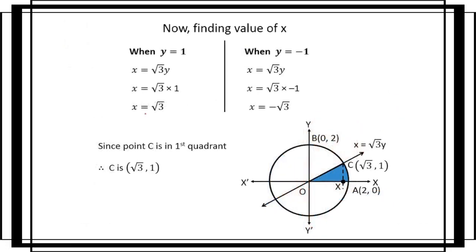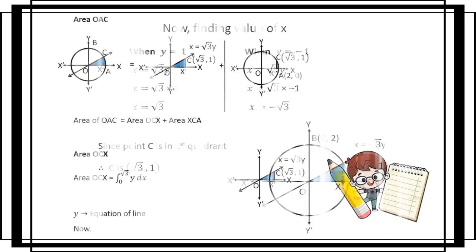So what is the value of x? x is root 3 and x is minus root 3. Since the point C is in the first quadrant, right? So what is the point? We will take root 3, 1. Definitely this other point is minus root 3, 1. So let's leave this point because we are concerned with this area. So root 3, 1 we have got, this is the intersection point C and the coordinates are root 3 and 1.